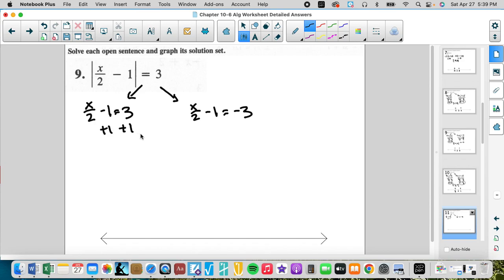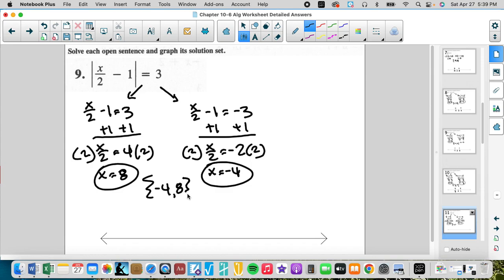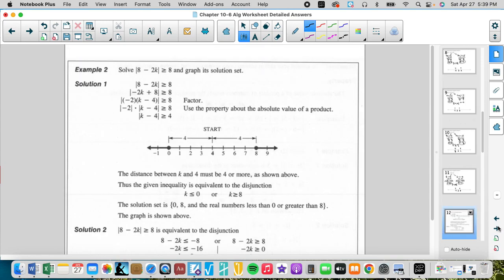Let's add 1. x over 2 equals 4. Multiply both sides by 2. x equals 8. Add 1, add 1. x over 2 equals negative 2. x equals negative 4. So my solution set is negative 4 and 8. We'll do negative 4, we'll do 0, we'll do 8, with a dot above it. Maybe Mr. Max should go on a road show.